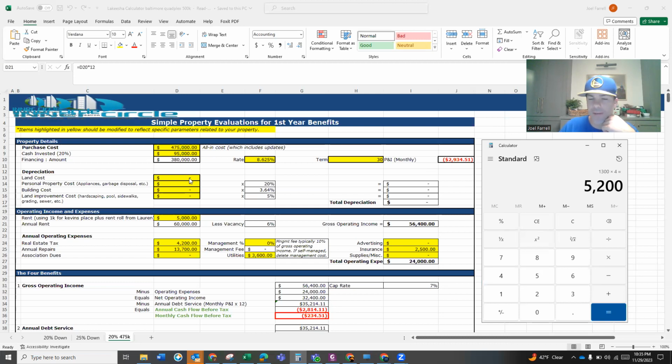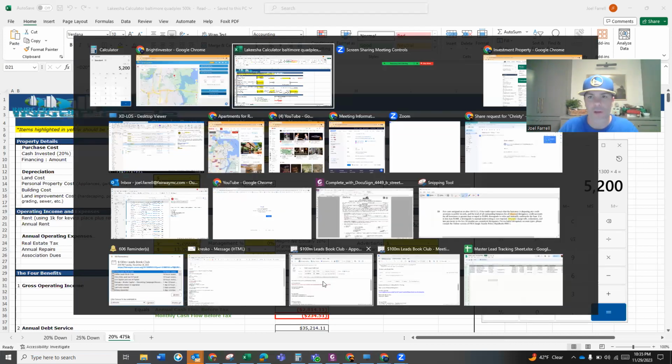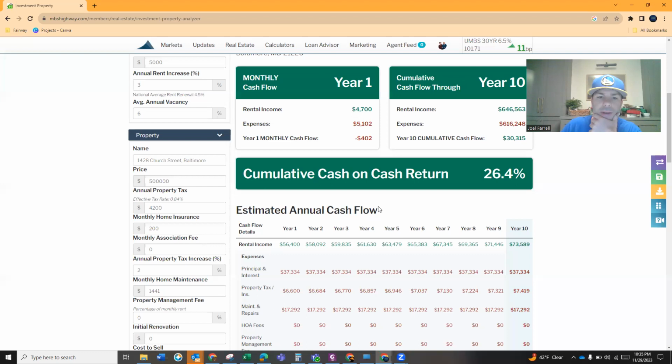Maybe you put some money into this and you push rents and get to the higher end of that over a period of time. That's something to be aware of. I'm going to pull up a different tool that looks at this from a longer-term perspective, looking at this from a 10-year horizon.